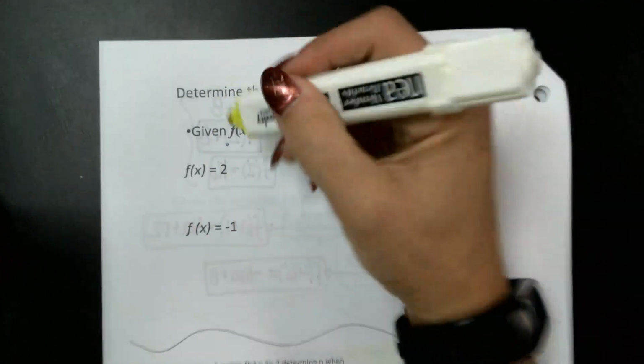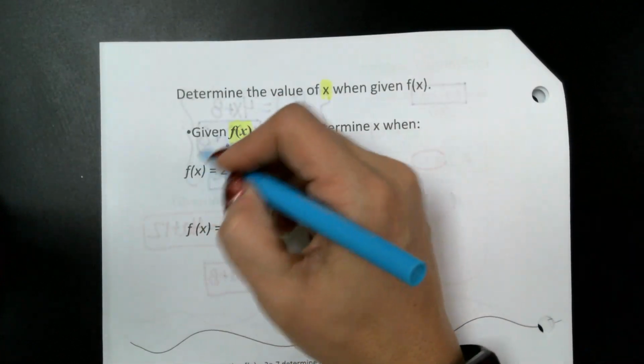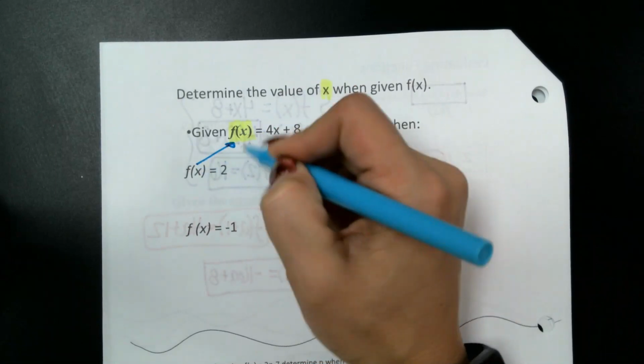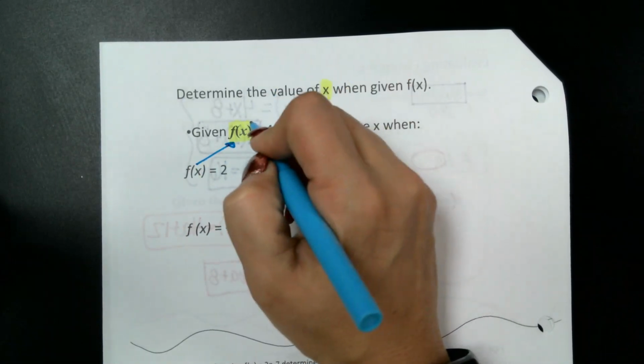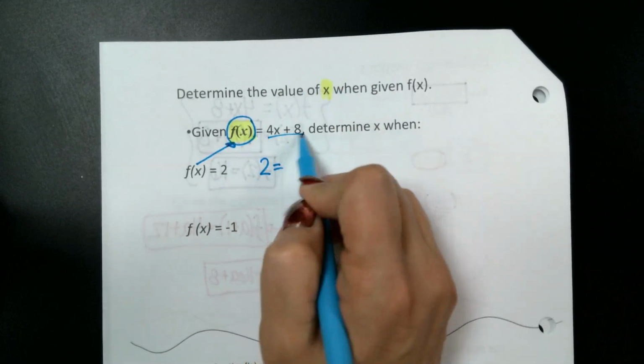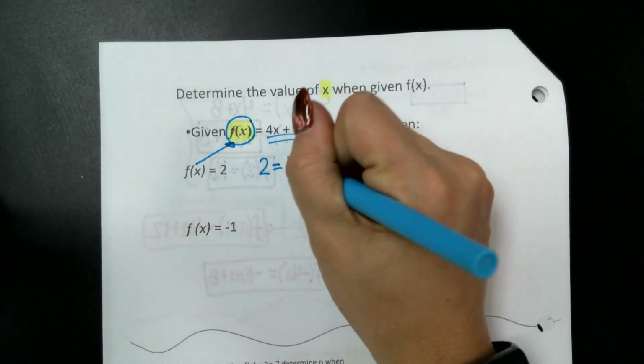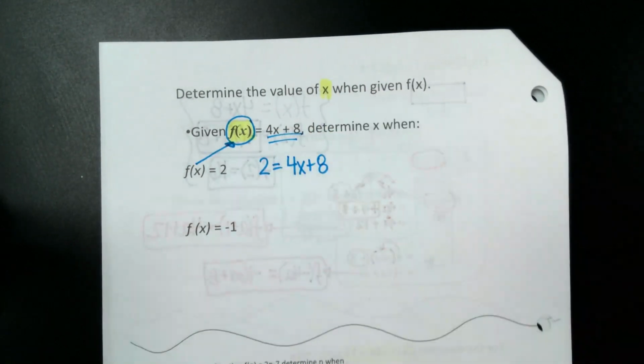So we are now going to replace this with whatever number they give us. So essentially they're giving you the y value. They're giving you the output. We need to find the input, okay? So when they tell us that f of x is equal to 2, all I'm going to do is put a 2 right there. And then the right-hand side is going to stay exactly the same. So 2 equals 4x plus 8.